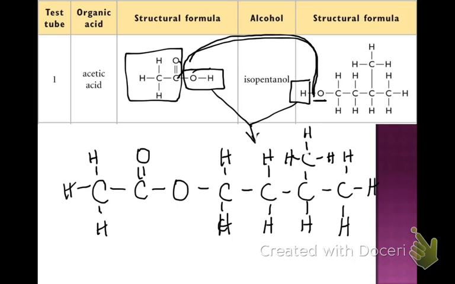Alright, so here we have the first 2 carbons are going to be from the acetic acid. This oxygen was the isopentanol's from over here. And then we have 1, 2, 3, 4 carbons in a chain. And the 5th carbon is above the second to last carbon. And then fill in the hydrogens.